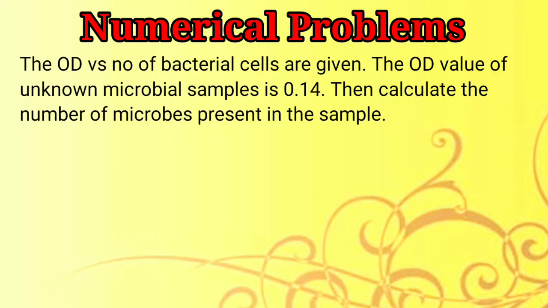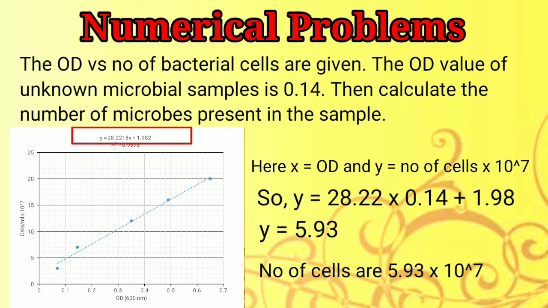Now, just for an example, suppose the OD value of unknown culture is 0.14. You can calculate the number of cells using this equation. So I have put the value of x, that is 0.14, in this equation and solved the value of y, and it is 5.93. So number of the cells are 5.93 into 10 to the power 7.